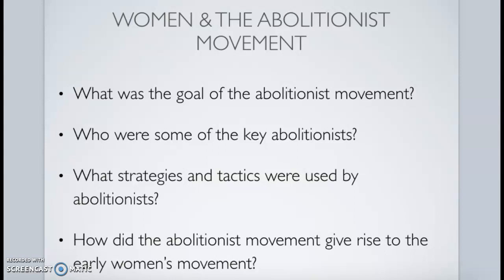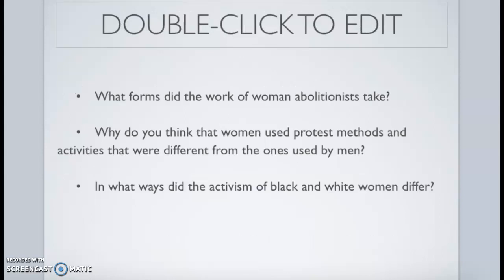So we'll talk a little bit about the goals of the movement, some key abolitionists. We'll talk a little bit about strategies and tactics, and of course, how the abolitionist movement gets us one step closer to understanding the rise of the early women's movement, the first wave of the women's movement. We're going to talk a little bit about some of the forms that the work of abolitionists took, and why the protest methods used by women were different from the ones that were used by men.